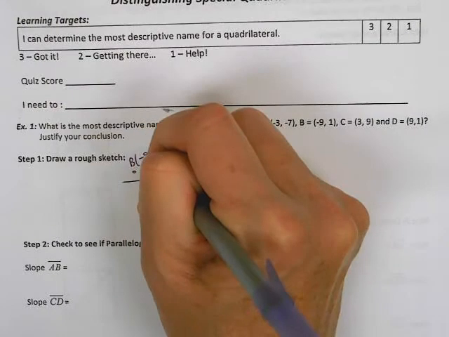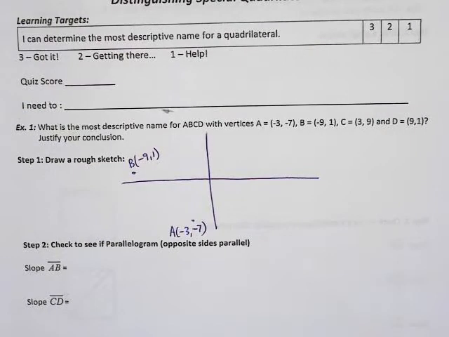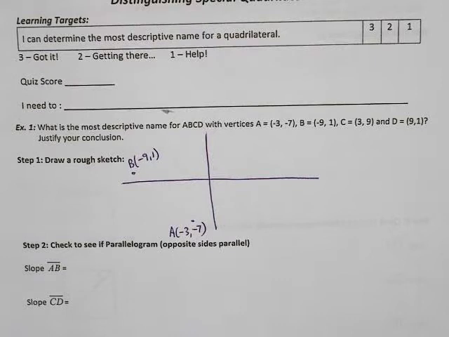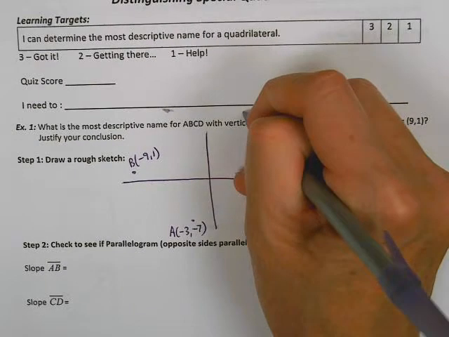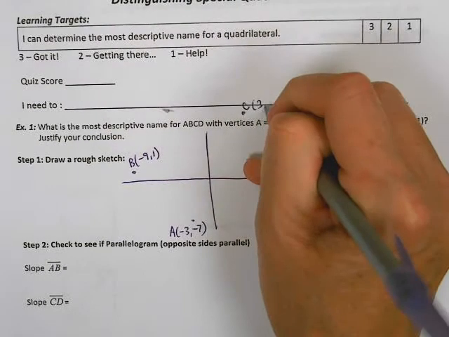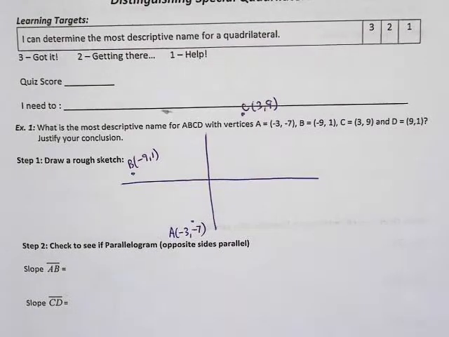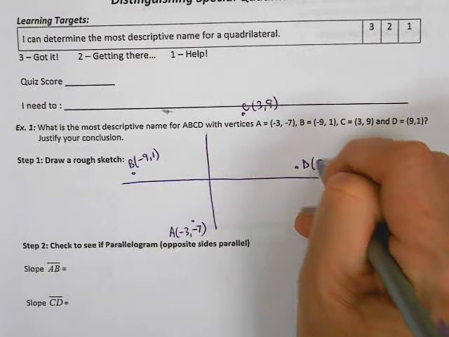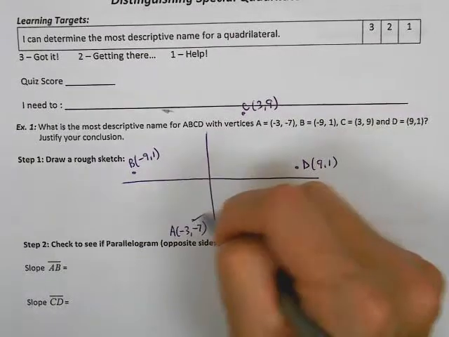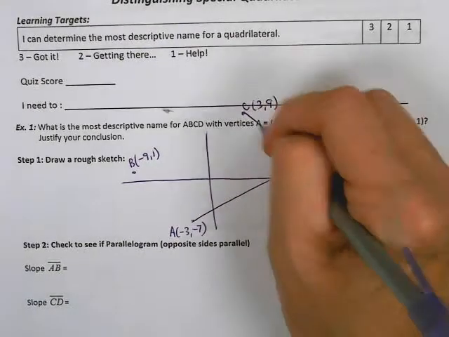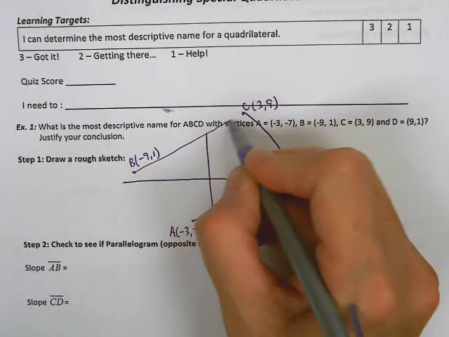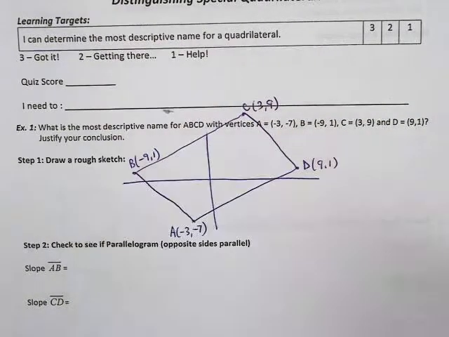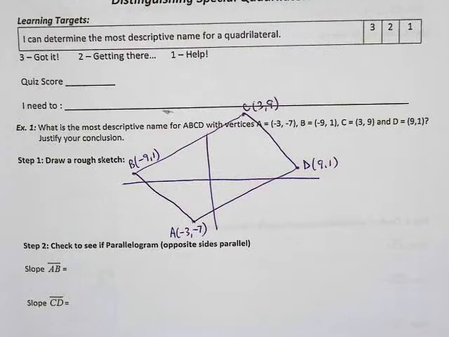B, -9, 1. C is 3, 9. So I'd put that maybe up here somewhere. I'll call it C, 3, 9. And 9, 1 would be out here somewhere maybe. Let's call that D, 9, 1. So again, it doesn't have to be perfect, just kind of to see where those points are and label them. It'll be much easier to work with.